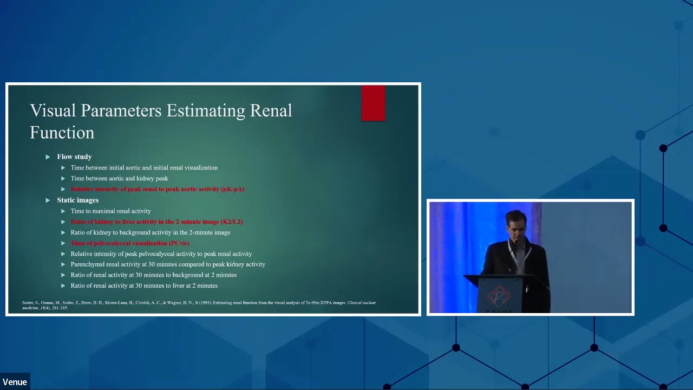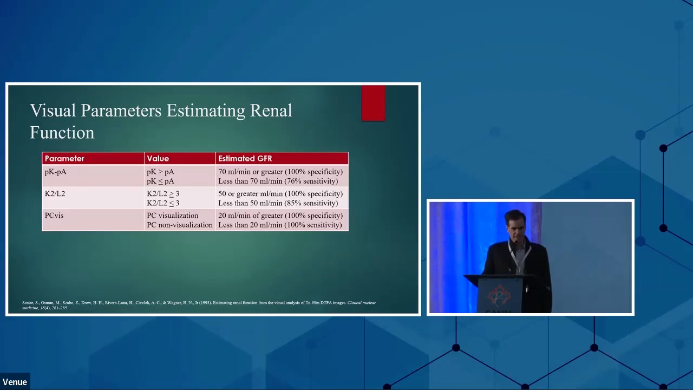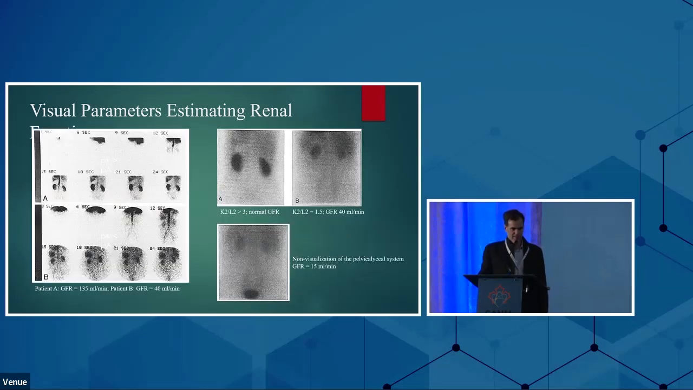So I just want to go quickly: if the kidney activity is greater than the aortic activity, then this is 100% predicted for good renal function of greater than 70 milliliters per minute. And the kidney to liver ratio at 2 minutes is predicted for greater than 50 milliliters per minute function. And for the pelvic calyceal visualization, if you don't visualize it, then there is less than 20 milliliters per minute. I haven't done the study myself, but the result seemed pretty impressive.